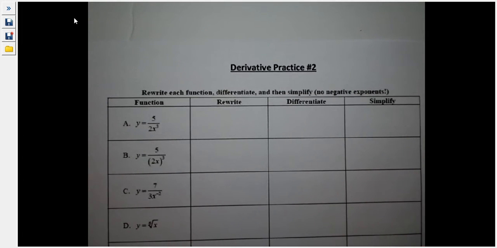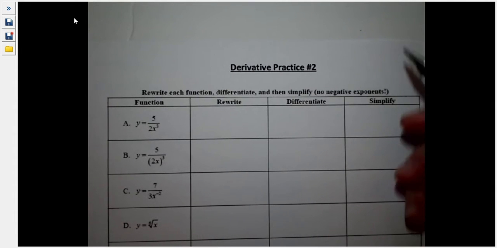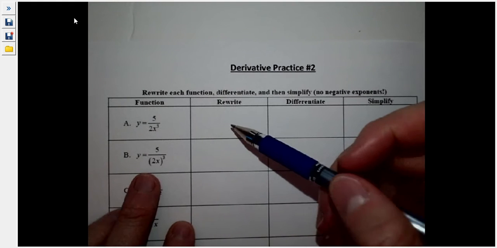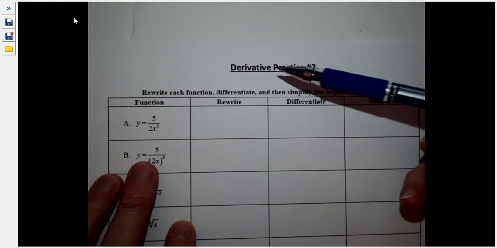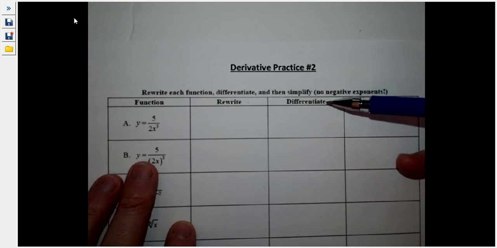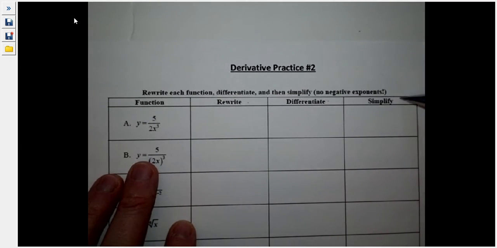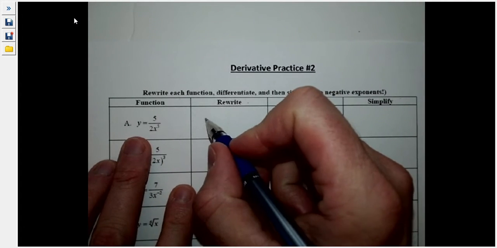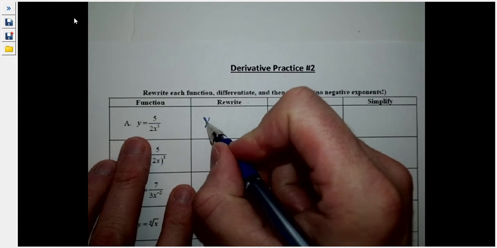Okay, this is practice on rewriting functions to make it easier to differentiate, mainly negative powers and roots. So, 4 steps in taking derivatives. You have your function, then you're supposed to rewrite it to make it simpler to differentiate, and then you simplify afterwards. Okay? So for instance, in the first one, part A, you're going to rewrite this.